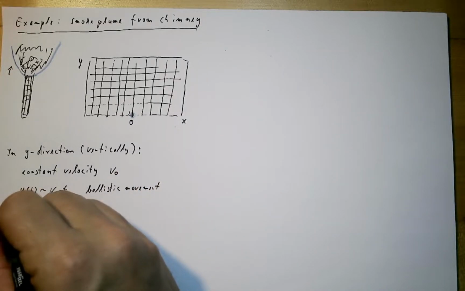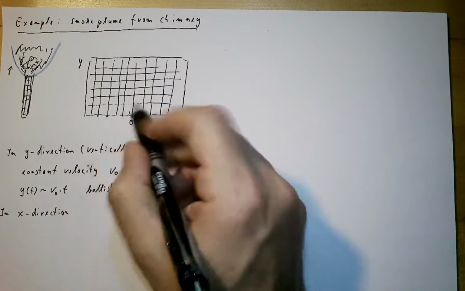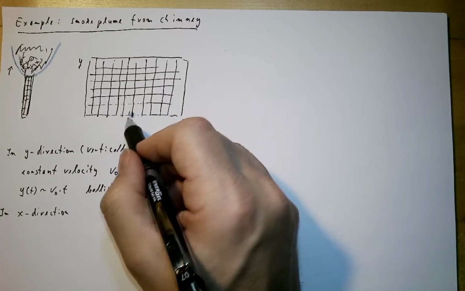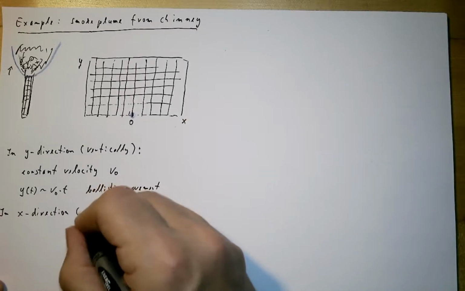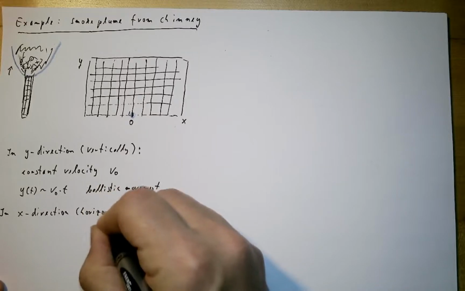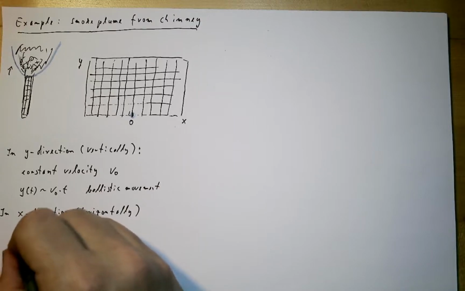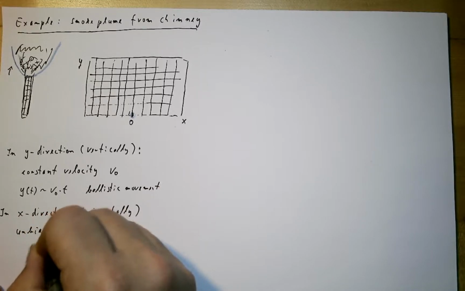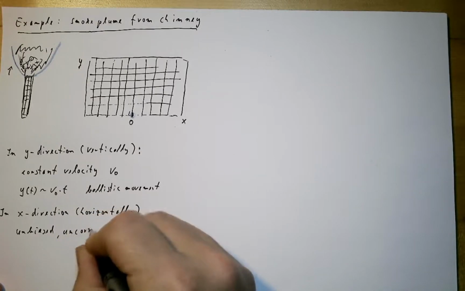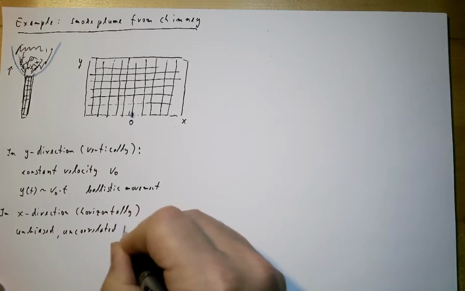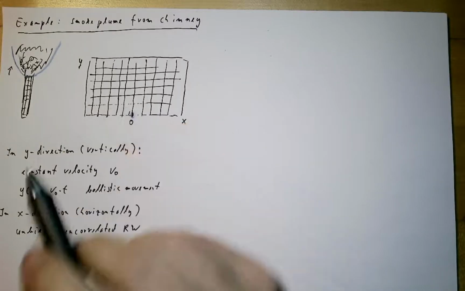So now in x direction, we say our molecules make a simple random walk, an unbiased, uncorrelated random walk. So horizontally, we have an unbiased, uncorrelated random walk, and in the simplest case we jump just one position left or right.